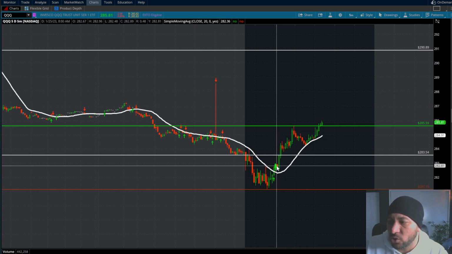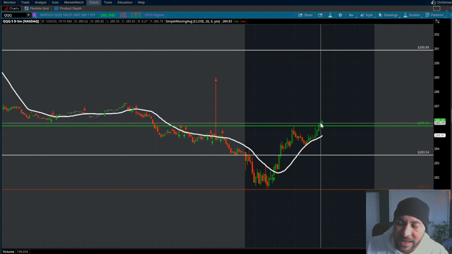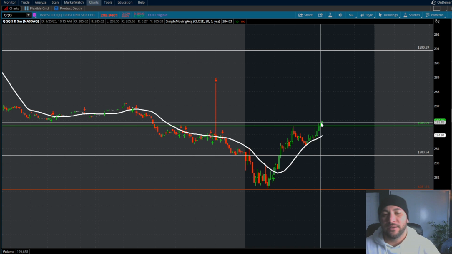Entry price on this was 282.81, and we are currently trading at 285.83. Okay, that's almost a $2.50 move in the past 2.5 hours. So this trade, essentially, you could still be in and have made a nice paycheck.